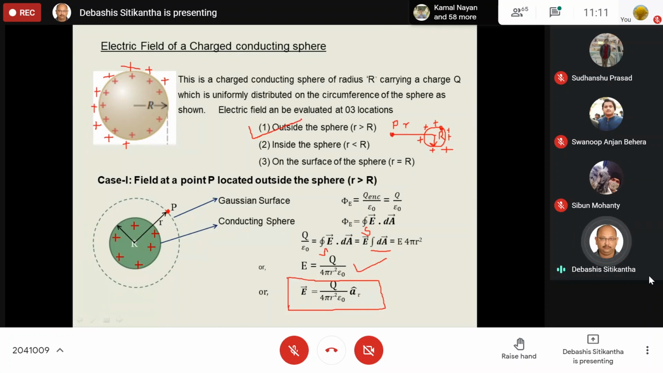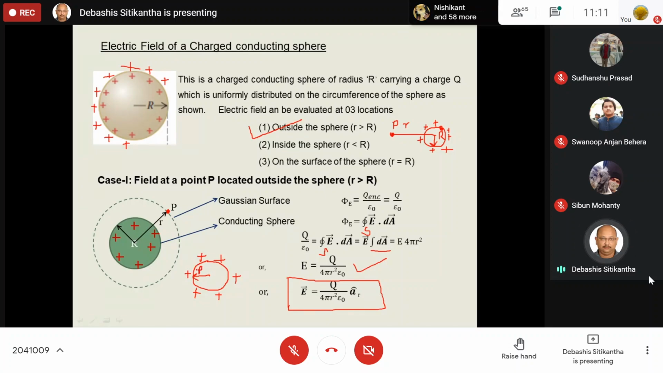Now everybody take out your pen and paper and try to find out what the electric field should be inside the sphere. Obviously I have solved it, but I want to see how much you people are understanding from the online classes. So here I have the charged conductor. The charges are uniformly distributed over here, right? And as I have told you, this is a hollow conducting sphere and it has a radius of capital R.